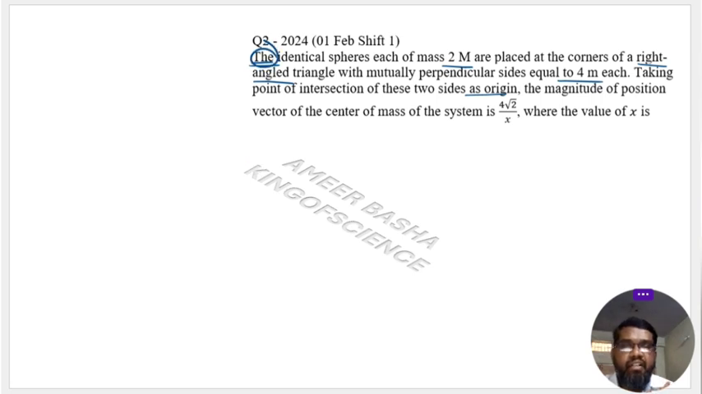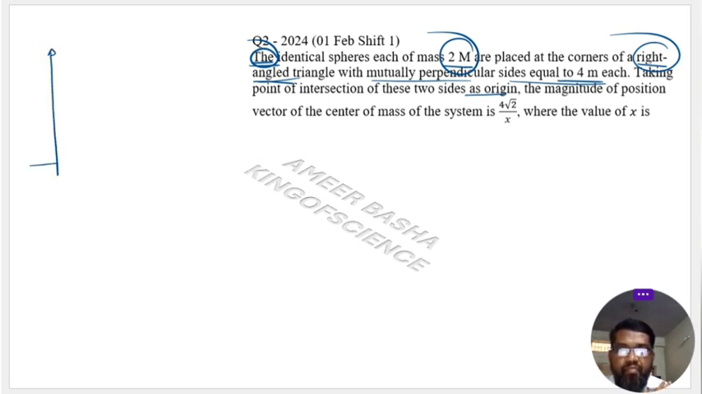Three identical spheres, each of mass 2m, are placed at the corners of a right angle triangle with mutually perpendicular sides each equal to 4 meters. There are three particles, each of mass 2m, placed on a triangle something like this. Call this the x-axis, this the y-axis, and this the origin. One particle is here, another here, another here. This is 2m, this is 2m, and this is 2m. Each side is of 4 meters.